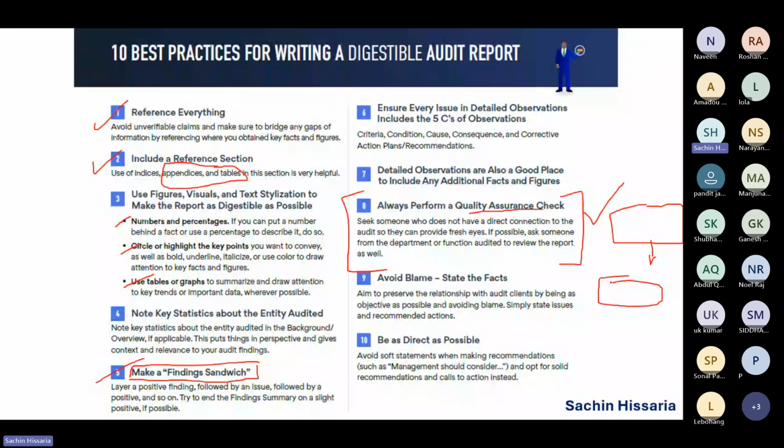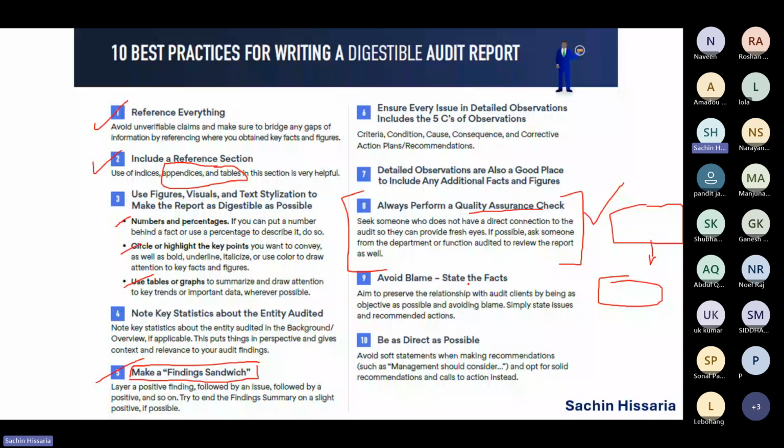Try to avoid blame and state the facts. Sometimes we write a statement in a manner which looks like you are blaming a particular person. So don't do that. As I told you, we don't write the name of the employee. We don't write an audit report in such a way that it seems to be blaming a person or a department for the non-compliances. So avoid those things. Be direct as much as possible. Try to give solid recommendations, recommendations which they can implement, which are feasible to implement.